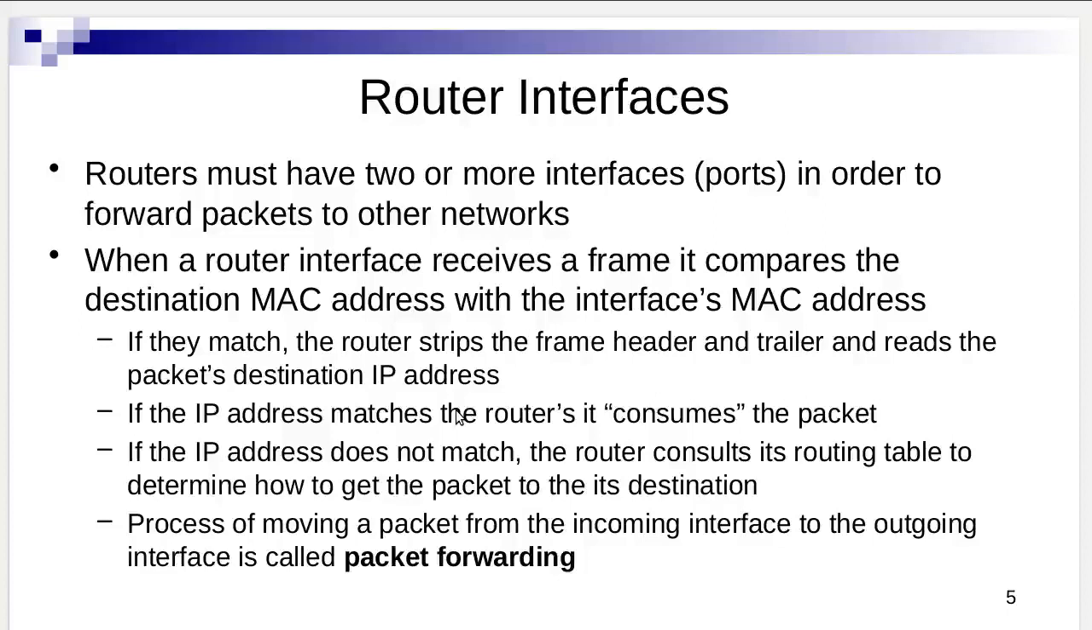If the destination IP address does not match the router's interface IP address, then the router will do the routing. That is, it will consult its routing table to figure out how to get the packet on its way to its destination. This process of moving a packet from the incoming interface to the outgoing interface is called packet forwarding. It's also called a hop. That is, the packet comes in one interface, hops over the router, and goes on to its next hop.